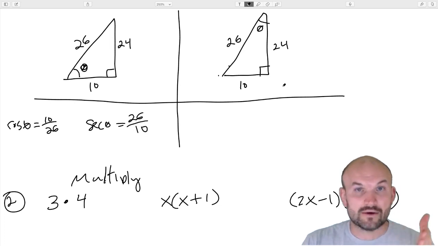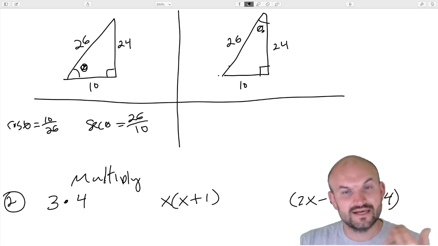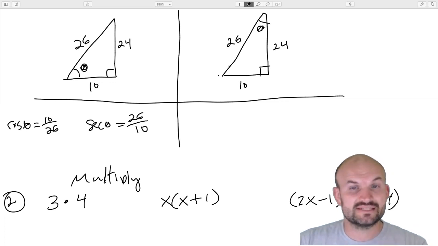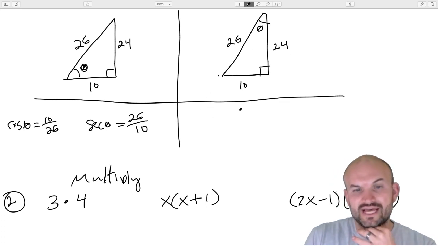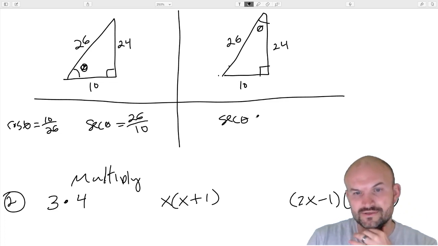All right. Now, however, I didn't know if that's what the triangle looked like, or if the triangle looked like this. Here you can see theta is between the 26 and the 24. So now the opposite side of theta is 10, and the adjacent side is 24, because 26 is always going to be the hypotenuse. So here we can say the secant is going to be hypotenuse over adjacent.